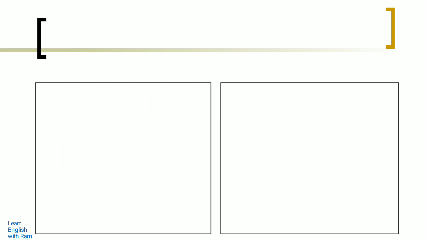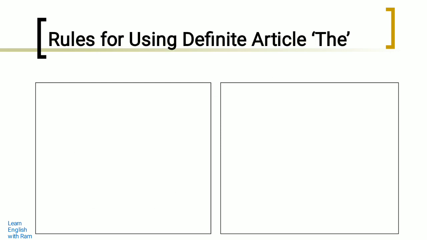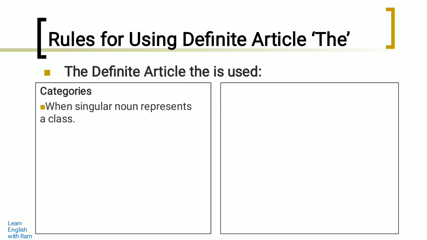But what about the definite article the? Let's see, a few rules are there. Let me tell you in brief which rules you have to remember. The first rule is that when a singular noun represents a whole class, at that time remember you have to put the article before that.